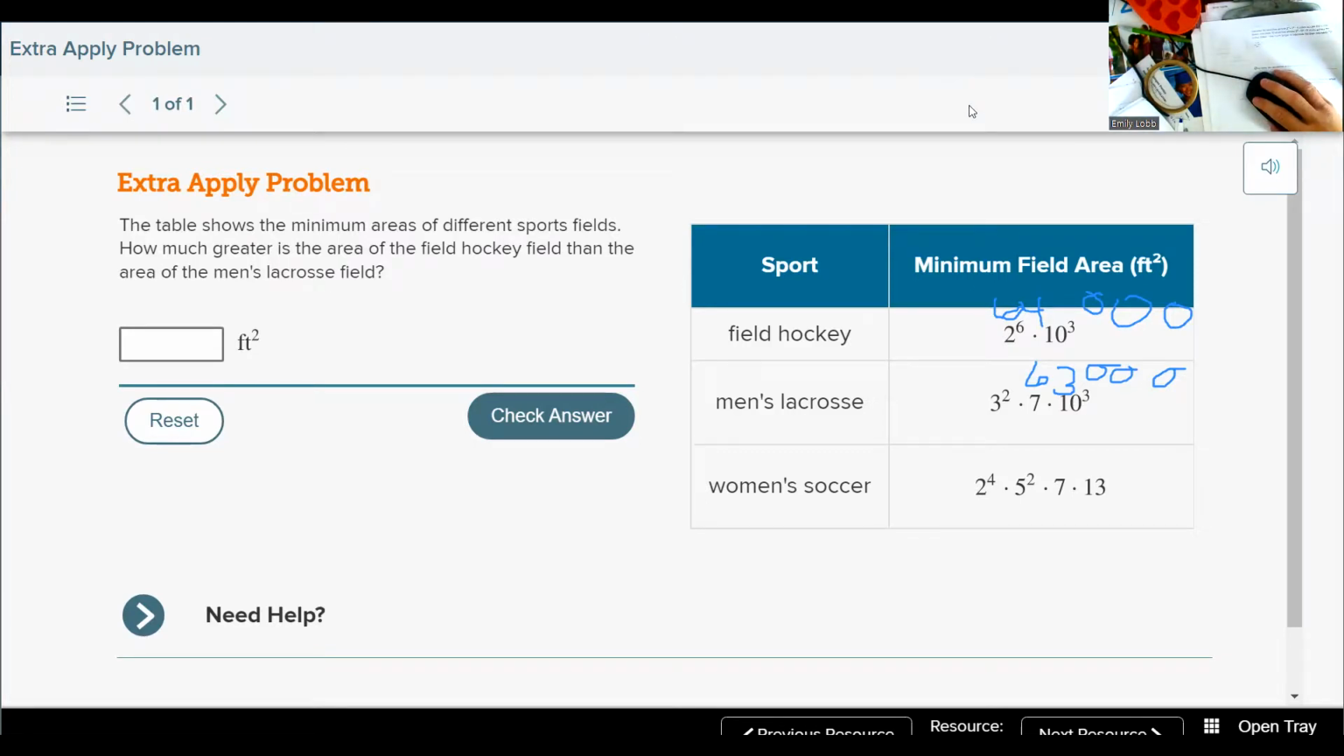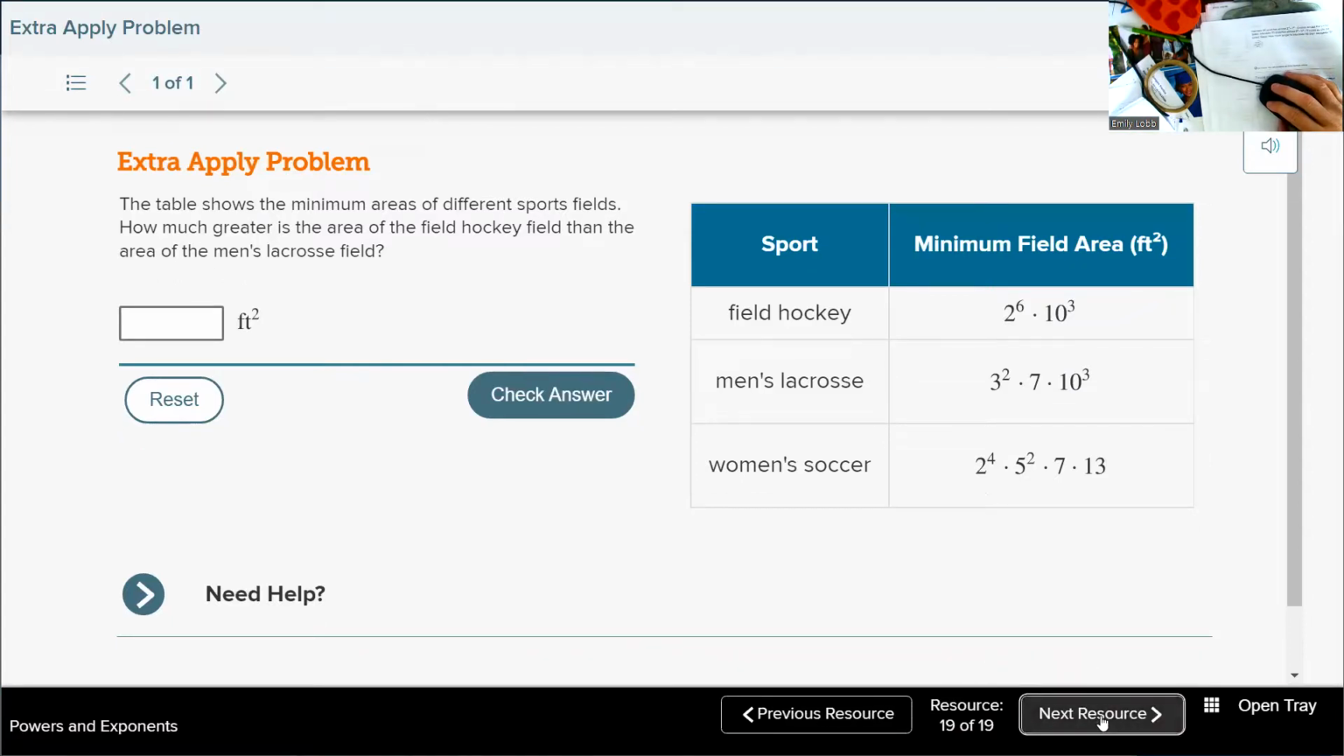All right, so we are going to, so that, oh, please let me, there we go. Maybe. Hello. Oh, that's it. That's the end of the resources.